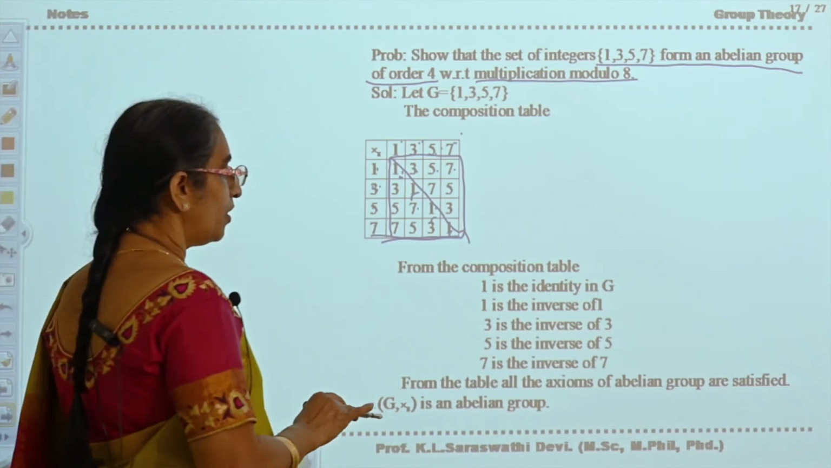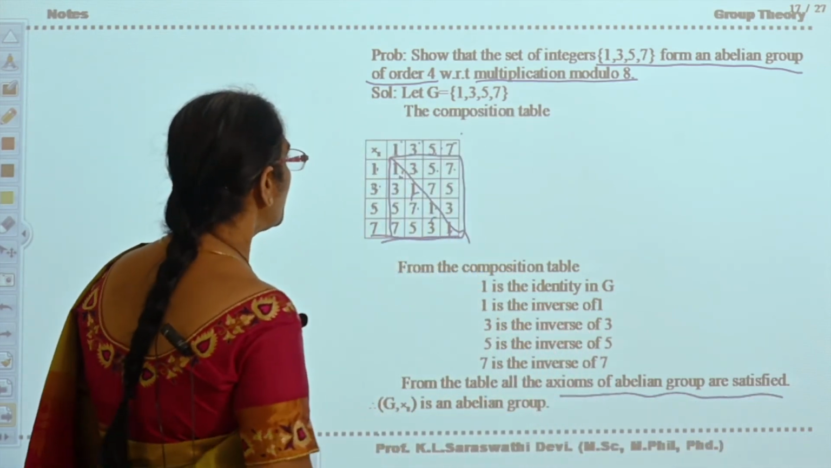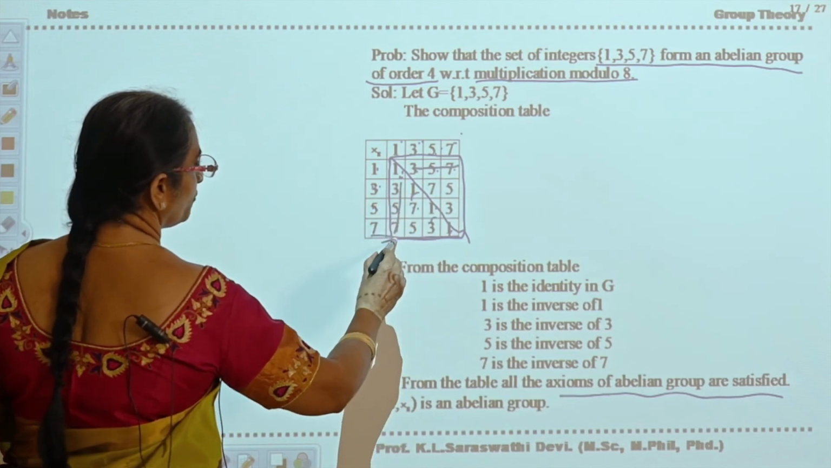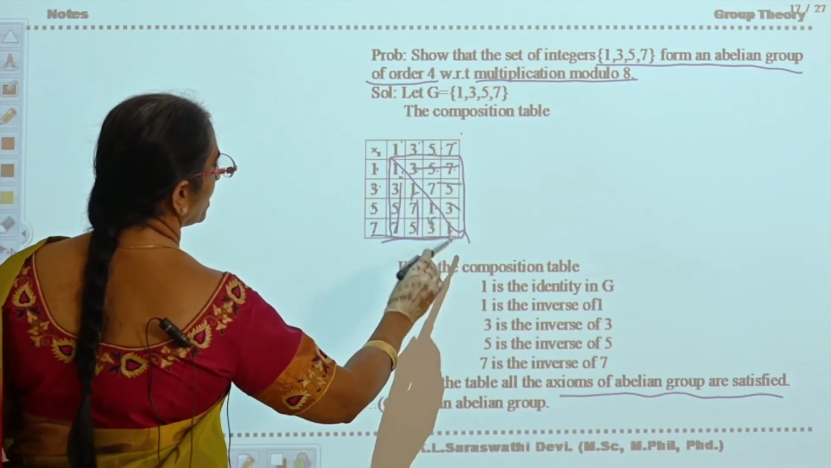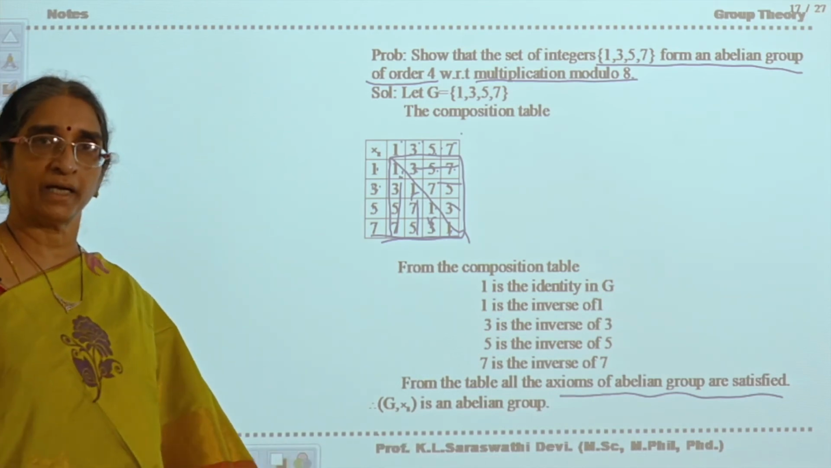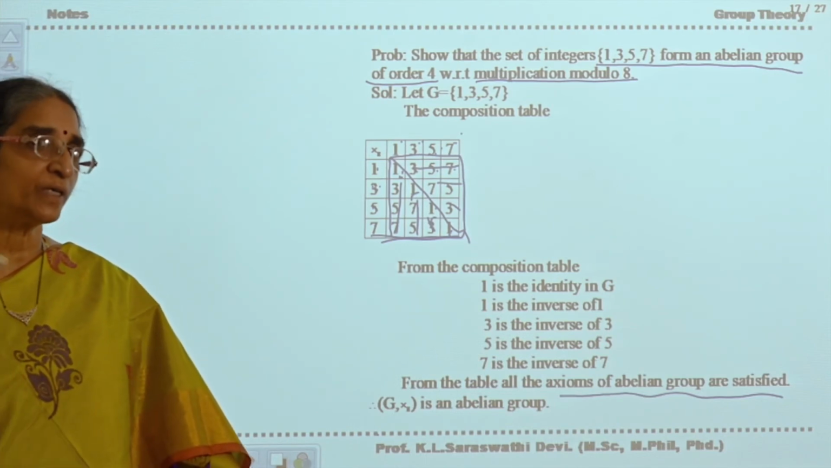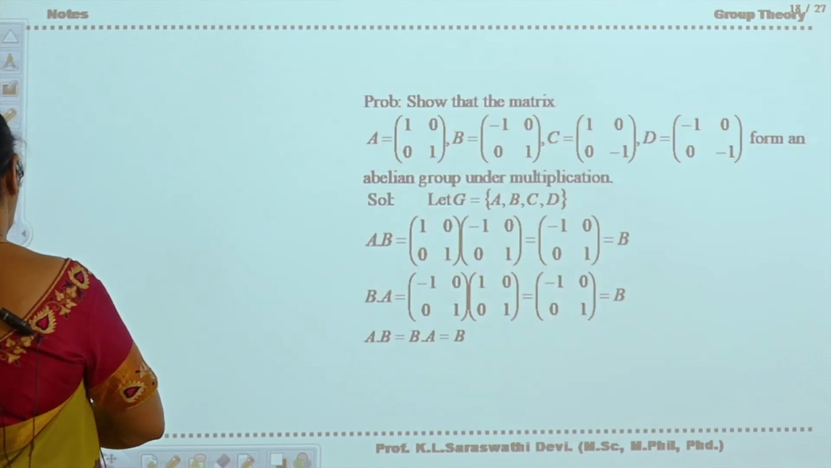From the table, all the axioms of an abelian group are satisfied. Because the entries are placed 3, 5, 7, 3, 5, 7, 7, 5, 7, 5, 3, 3, the entries are placed symmetrically along the principal diagonal. Therefore, the commutative property is satisfied. All the properties of an abelian group are satisfied. Therefore, this is an abelian group.